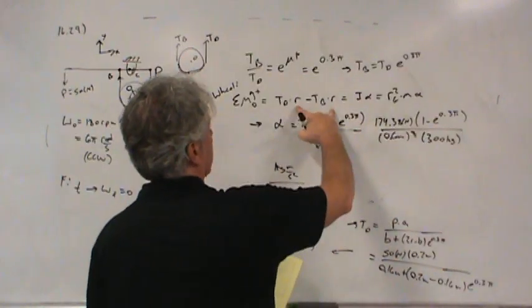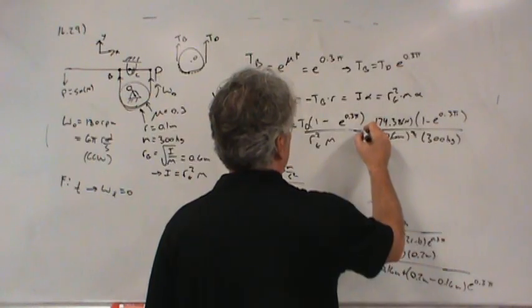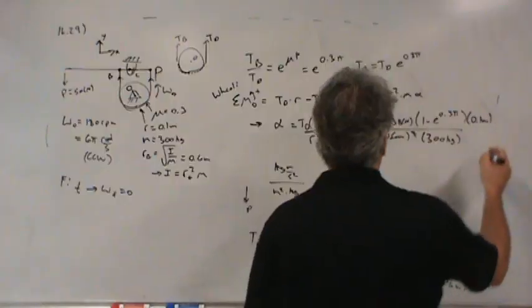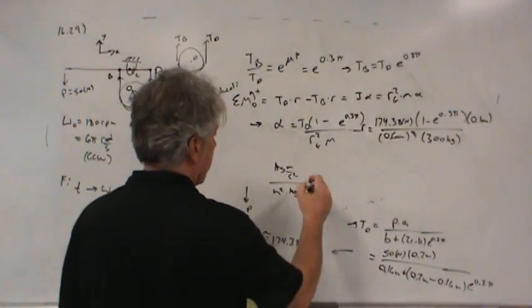There should be an R. See, there's a common factor of R. I had TD minus TB, so I need to multiply by R here. So we have to add on 0.1 meters, the radius. I just forgot it in my equation. Anyway, so notice the units saved me.